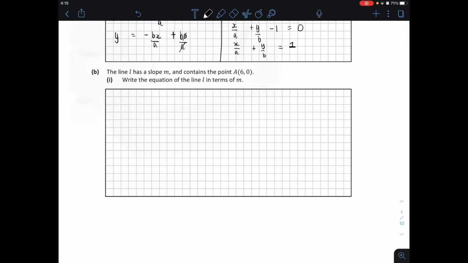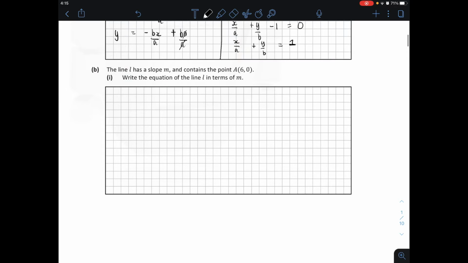In part b, we're told that the line L has a slope m and contains the point A, which is 6,0. Write the equation of the line L in terms of m. Again, we want the equation of a straight line. On page 18 of your formula booklet, the equation of the line is y minus y1 is equal to m times x minus x1.